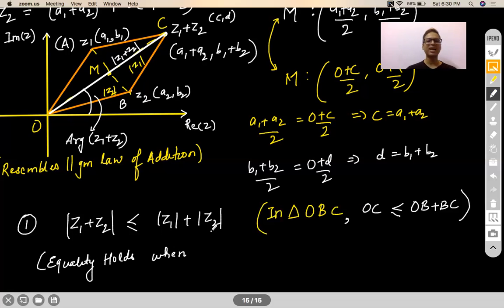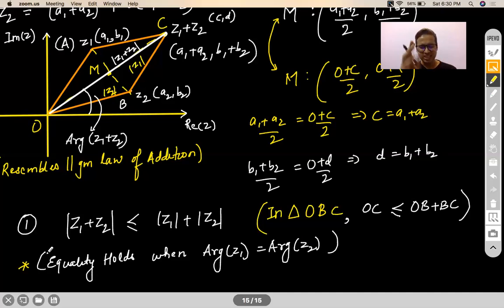Now, saying this triangle is flat can be written in a very technical way as argument Z1 is equal to argument Z2. This itself can be an important question framed in a competitive exam, so please make a note of it. They may ask that mod Z1 plus Z2 is equal to mod Z1 plus mod Z2, then which of the following options is correct? And in one of the options, they will say argument Z1 is equal to argument Z2. So you have to mark that option. Is this fine? Please make a note of it.